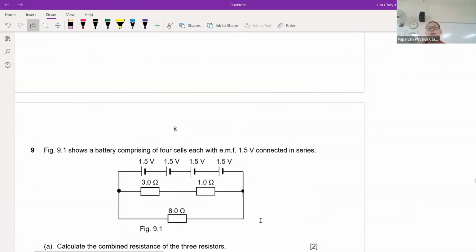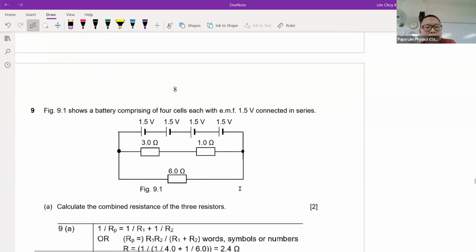So this is where we actively use like charge repel and unlike charge attract, and also we may make use of other forces like your weight itself to give meaning to the analysis for electrostatic forces. Now question 9 is an electric circuit.